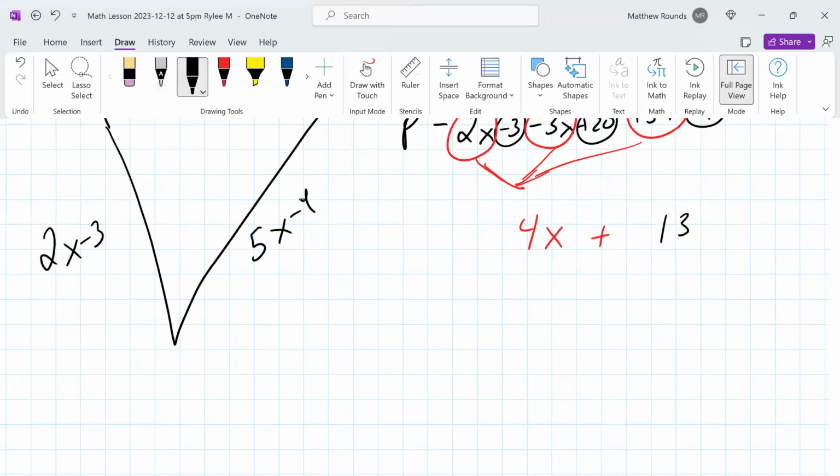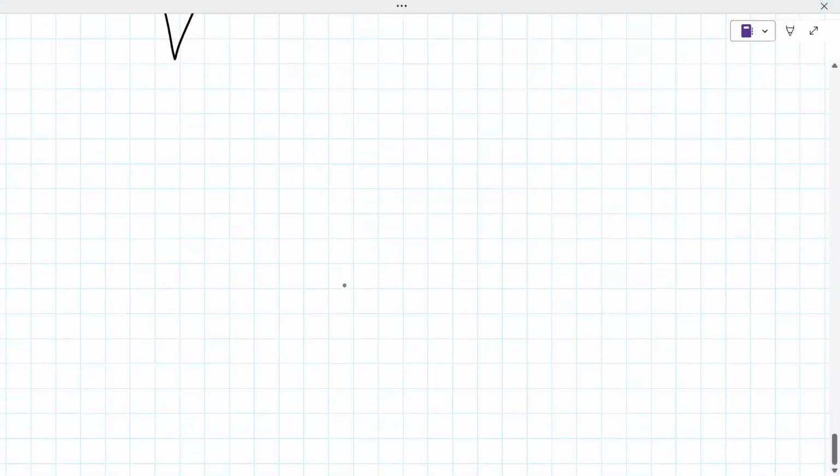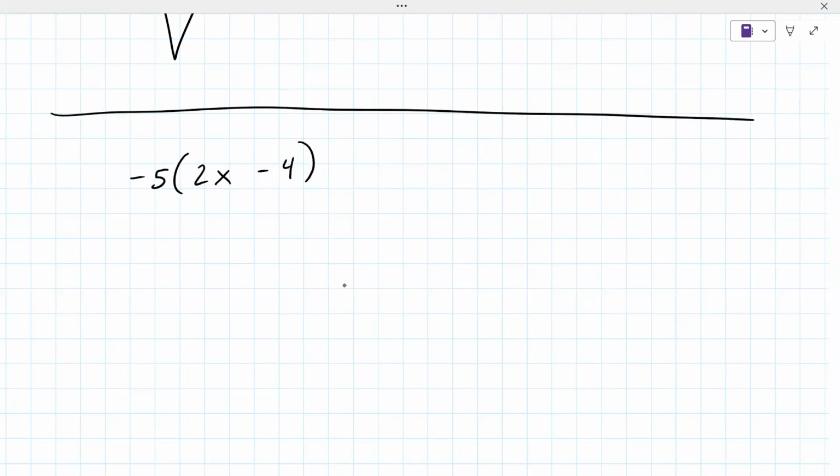All right, let's talk a little bit about the distributive property. So let's say I put a -5 out in front of 2x minus 4, and we are asked to distribute here. That -5 goes to the 2, and the -5 goes to the -4. What is -5 times 2? -10. And how about -5 times -4? Positive 20. Okay, so here's a question for you to try.